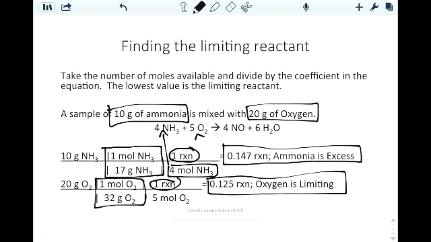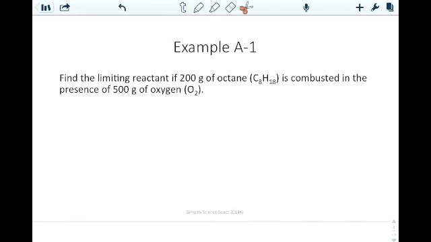And so this is how much is needed, or we have, in our reaction. Now, whatever we have less of, right here, we have less. So oxygen's the limiting, ammonia is in excess. All right, so let's look at our first example.